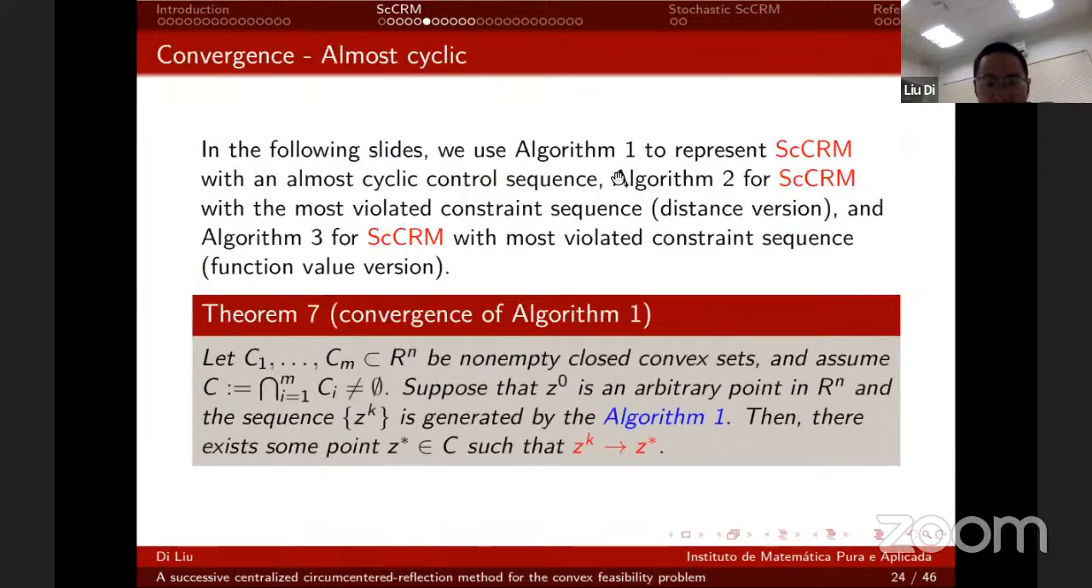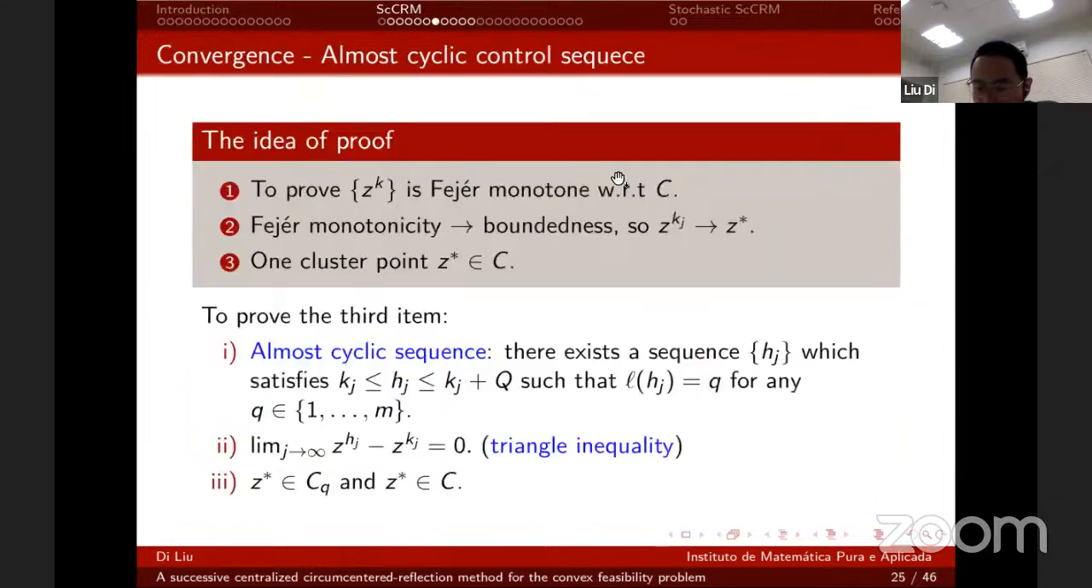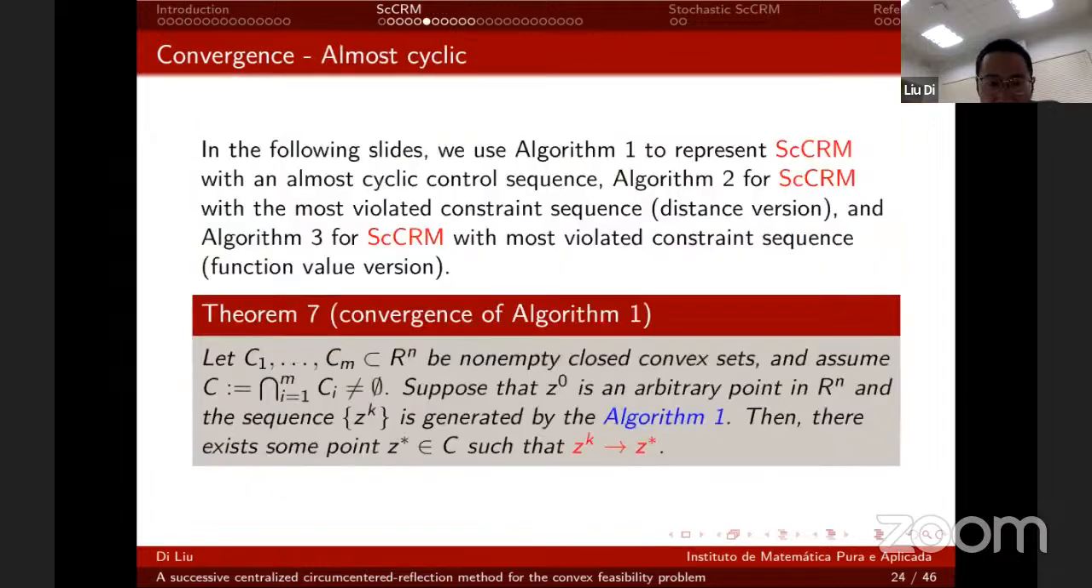Okay, so in the following slides, we call SCRM with almost cyclic control sequence algorithm 1, and algorithm 2 is the SCRM with the most violated constraints, but in distance version, and algorithm 3 is the most violated constraints in function value version. First, we got the convergence for algorithm 1.